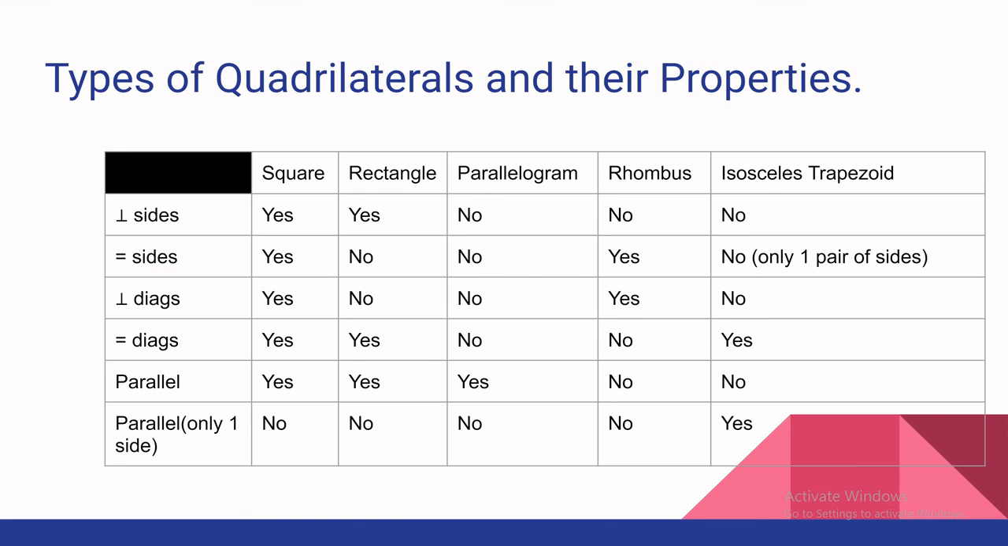A square would have perpendicular sides with equal side lengths. It would also have perpendicular diagonals with equal diagonals, and it would have parallel sides. So that is just one example. There are also many others, like the isosceles trapezoid and the rhombus. The isosceles trapezoid doesn't have perpendicular sides, nor does it have equal sides. It only has one pair of equal sides. It doesn't have perpendicular diagonals, and its diagonals are equal. However, it doesn't have 2 pairs of parallel sides. Only one pair of its sides are parallel.